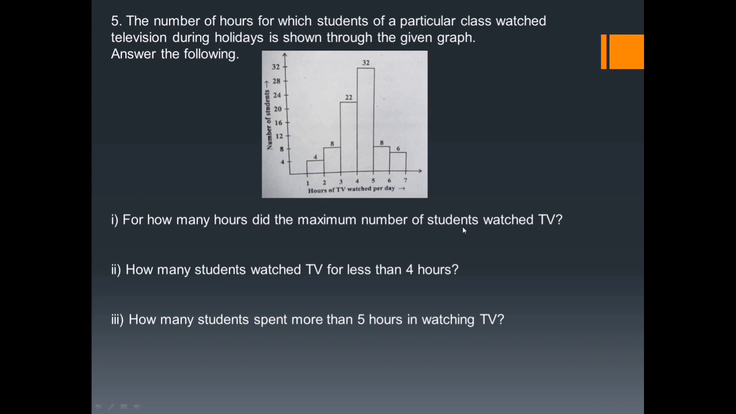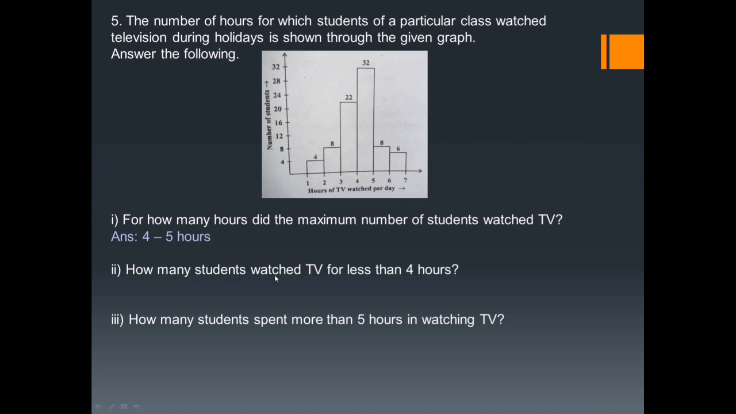For how many hours did the maximum number of students watch TV? Okay, the maximum number is 32, and 32 children are watching 4 to 5 hours as we have said before. Let's see the answer. Oh, we are correct. 4 to 5 hours.